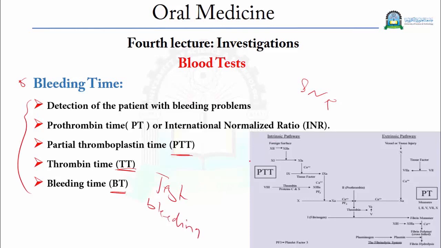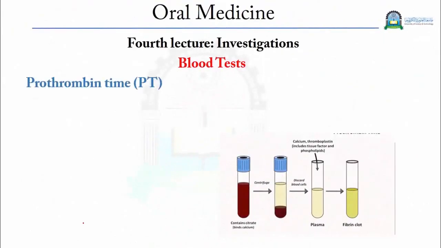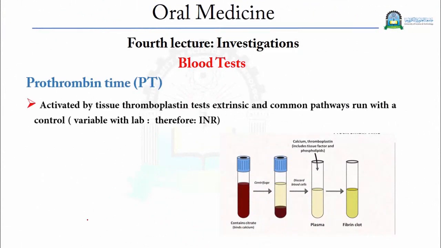In this picture we will see the intrinsic pathway and extrinsic pathway of coagulation as we studied at level 2 in the physiology subject. As we see, it is a cascade of events, and there is the role of the coagulation factors. And the platelet count test also can be ordered. Prothrombin time is activated by tissue thromboplastin. It tests the extrinsic and common pathway, run with control.